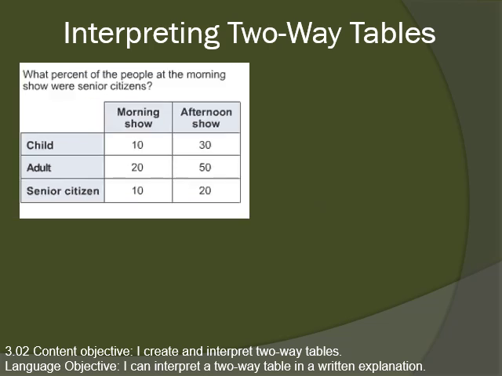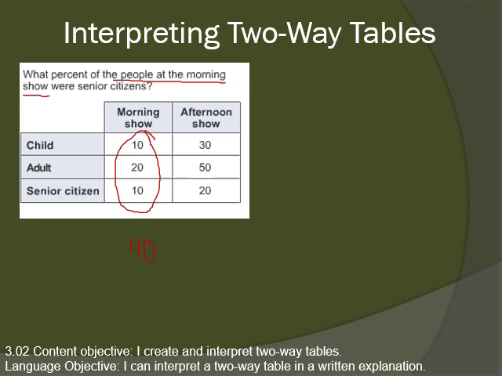What percent of the people at the morning show were senior citizens? So be careful with percents that you need to know what's the total. It should be the phrase or the word that's following percent of. So what percent of the people at the morning show? That's the total I'm looking for. So I need to total up the morning show. 10 plus 20 plus 10 is 40. So there's 40 people at the morning show.